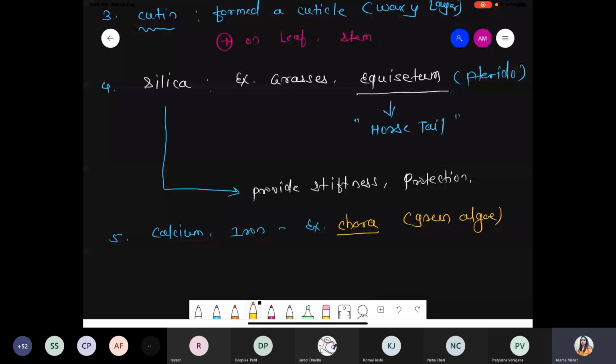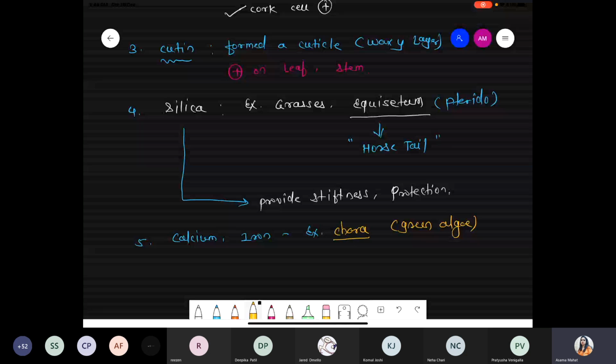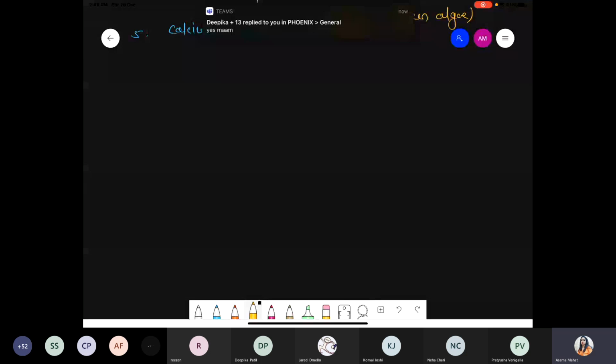This deposition part will help you in the anatomy chapter, because we have to repeat everything: lignin, suberin material, cutin, even silica also. That will help you in the anatomy chapter. Okay, let's go. Next, quickly we are talking about the different layers of the cell wall.